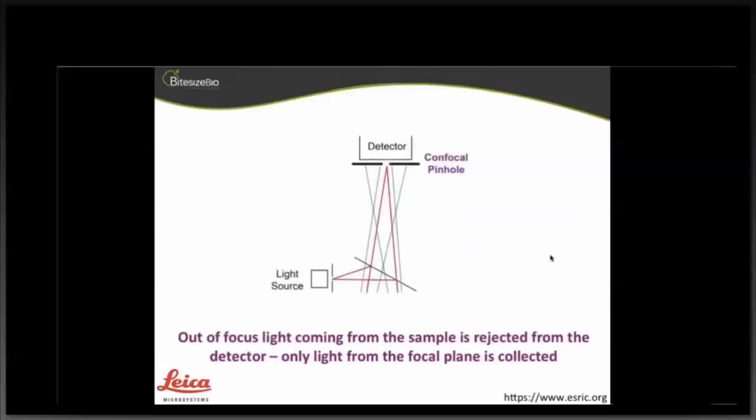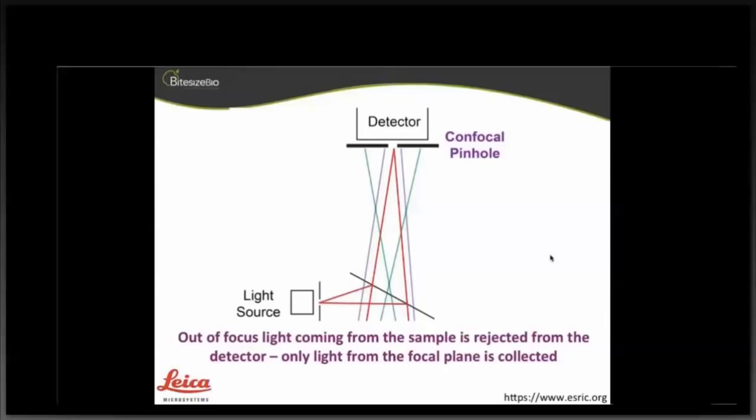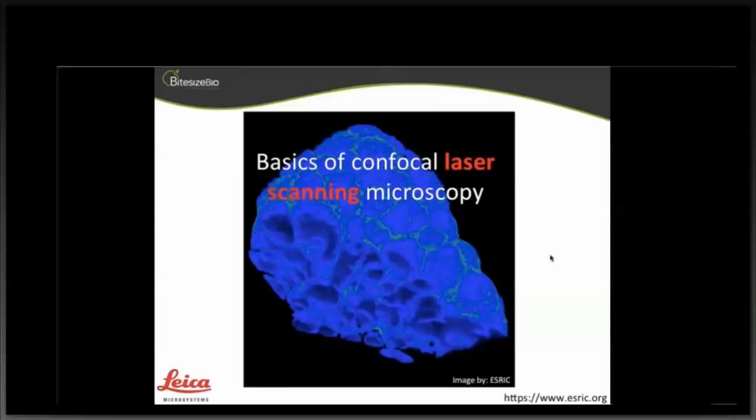And then we have the pinhole. So this is a slit that goes in front of the detector, and it only allows in-focus light to be detected. So the majority of out-of-focus light is going to be rejected, and it's not included in your final image. Okay, so now going on to the laser scanning part.